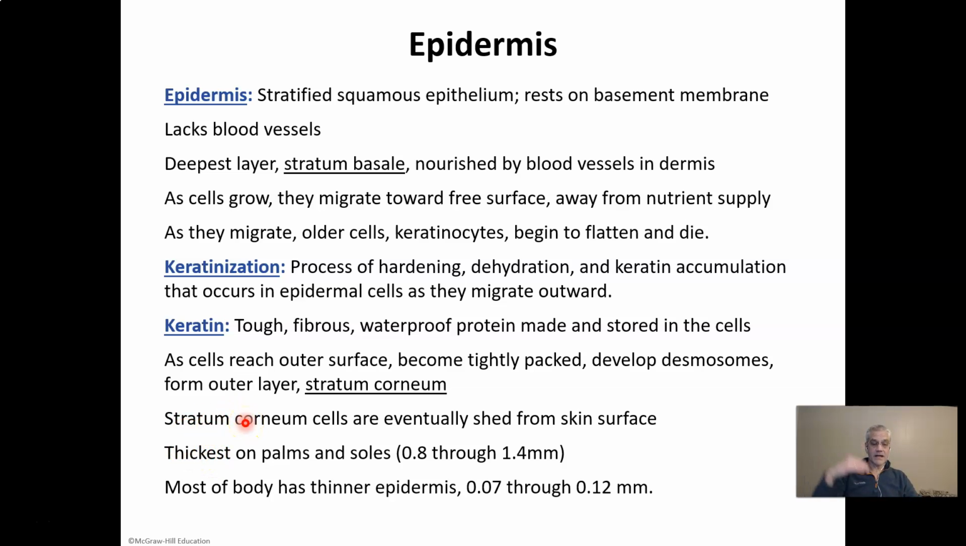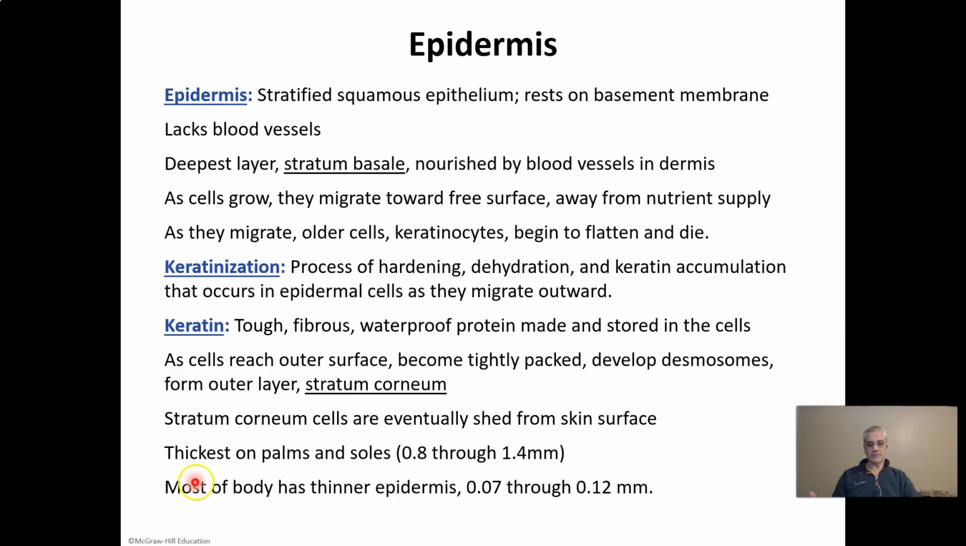Now, as we go higher and higher, you get to the outer layer. The outermost layer is called the Stratum Corneum. Remember those connections between cells? Desmosomes are extremely important in the skin because they really add a lot of physical strength to the skin itself and allow it to move around but keep it together. So when I do this, I'm not ripping my skin apart. Stratum corneum cells are eventually shed from the skin surface. Of course, those are the cells that are shed by washing.